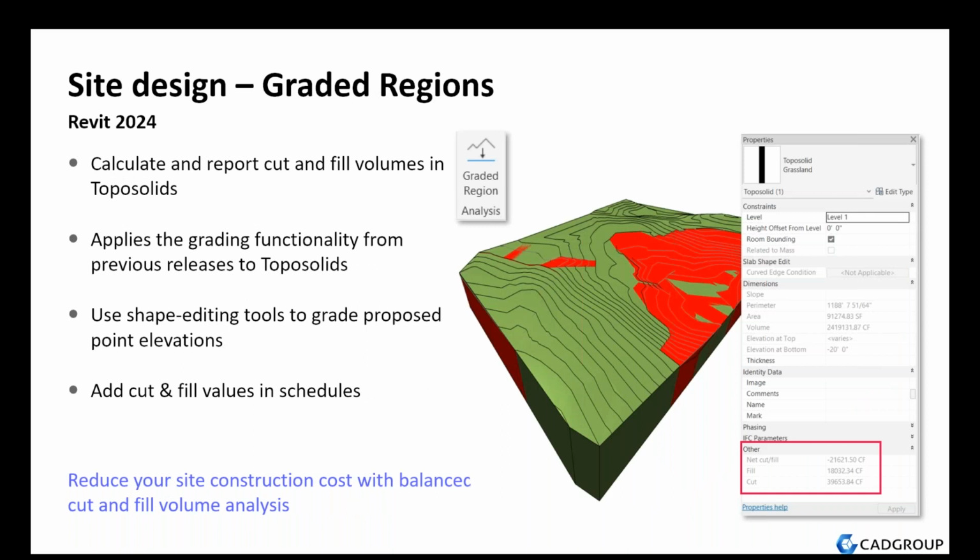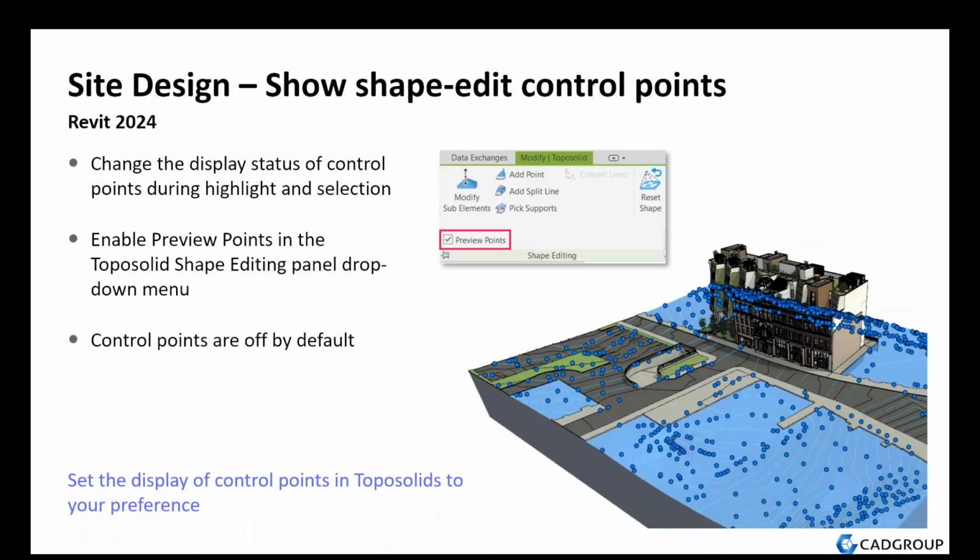Graded regions, I think I mentioned this before, still work. After you've set everything up, you can still make a copy of the topo solid, and then you can put them into different phases. You can start altering the topo solid in the new work phase, new construction phase, and then it will give you the cut and fill as you would have expected with topo surfaces.